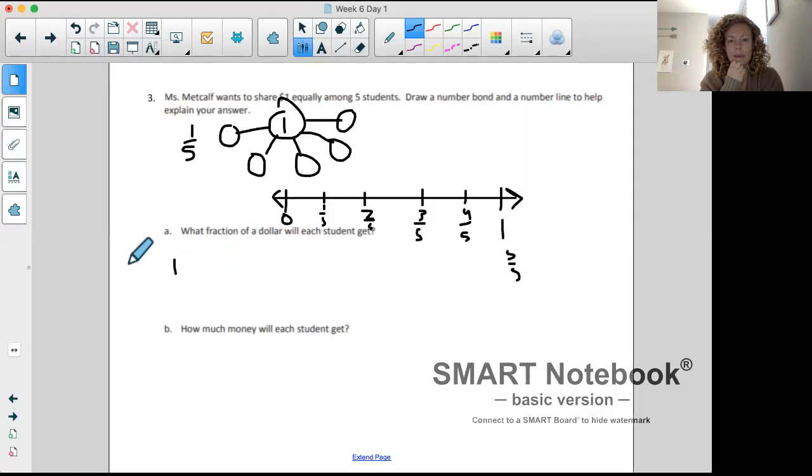Oops, I'm getting ahead of myself. I'm working on B in my mind, but really we should be working on A first. Pause, hold that thought. What fraction of $1 will each student get? What's each student getting? 1/5, right? I jumped ahead because we already talked about that. I just forgot to write it down. Okay, sorry. B, how much money will each student get?